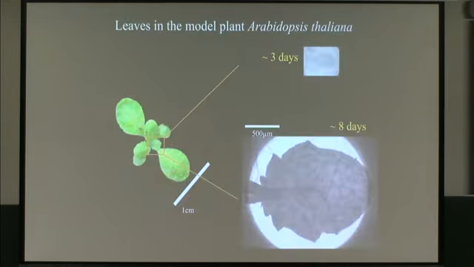In the following I will focus on leaves. Here we're looking from the top at a small Arabidopsis plant. The scale here is 1 centimeter. It's a weed that is used as a model system in plant developmental biology.